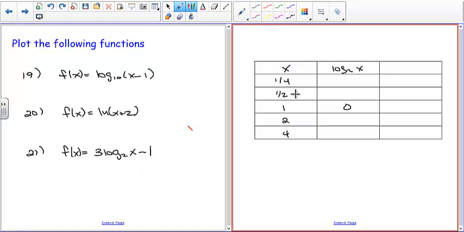So you can see I have 2 to the 0 power, 2 to the first power, 2 to the second power, 2 to the -1 power, 2 to the -2 power. So when you do the logarithms, you get those numbers, which are the exponents.